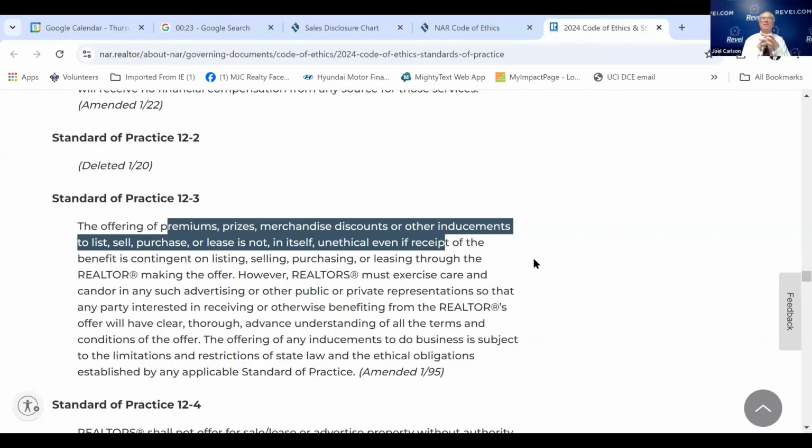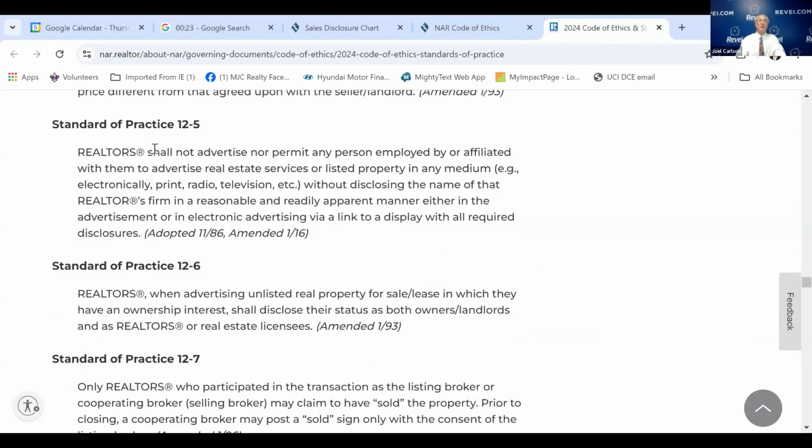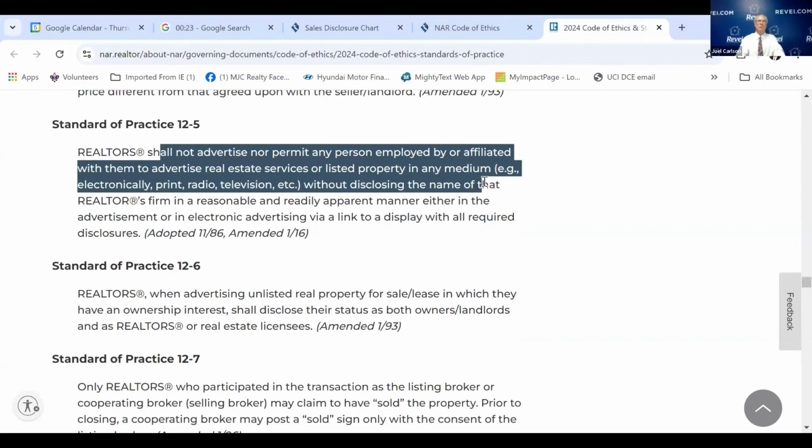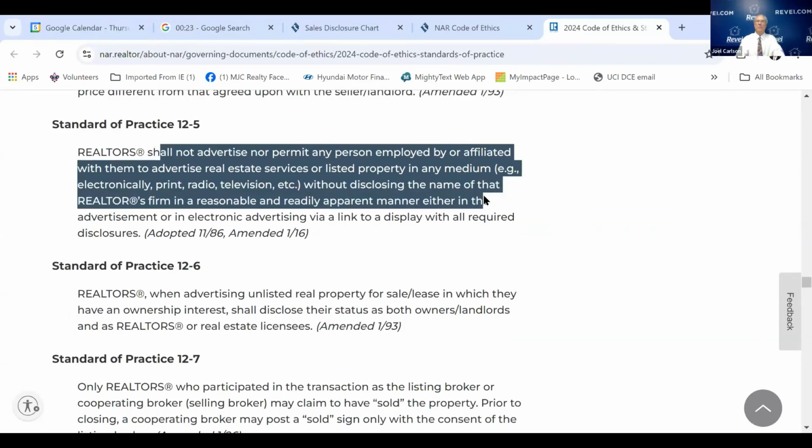Okay, I got all your names and numbers. Thank you very much. I'm going to contact you and see if you want to buy or sell, but I'm going to give the prize to this person. It's got to be a random drawing. It goes on and it talks about will not advertise nor permit to be advertised any affiliation that's adverse in the real estate services in any medium without disclosure of the name of that firm readily apparent.